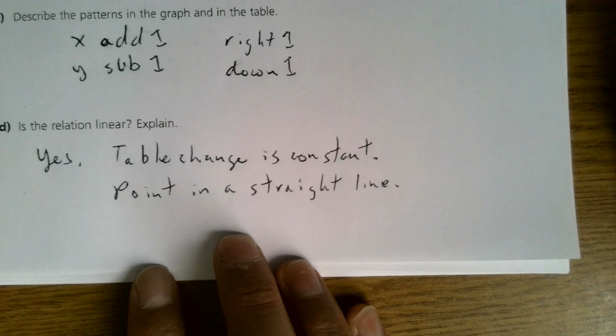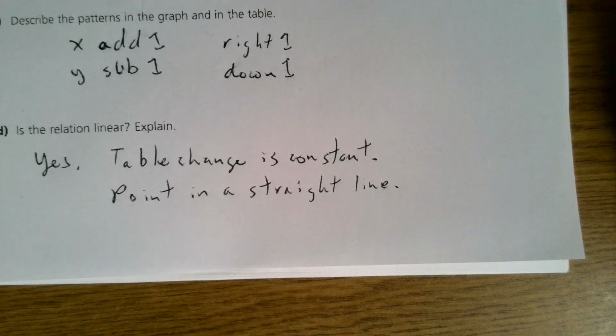Oops, and you guys can't see what I wrote down there. So is the relation linear? Yes, table change is constant, and the points are in a straight line.